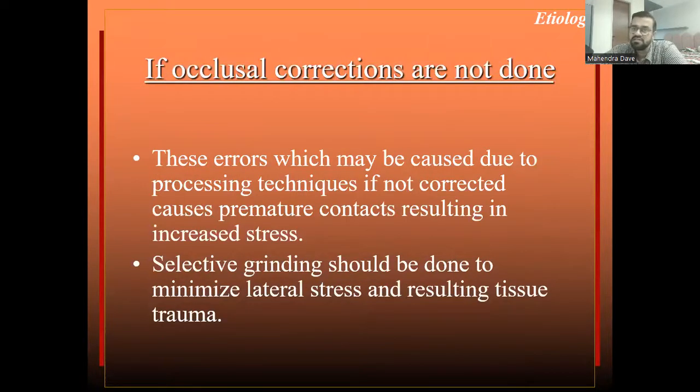If occlusal corrections are not done, errors may occur due to the processing techniques, if not correctly done, causing premature contacts resulting in increased stresses on the underlying bony surfaces. Selective grinding should be done to minimize the lateral stresses and the resulting tissue trauma.